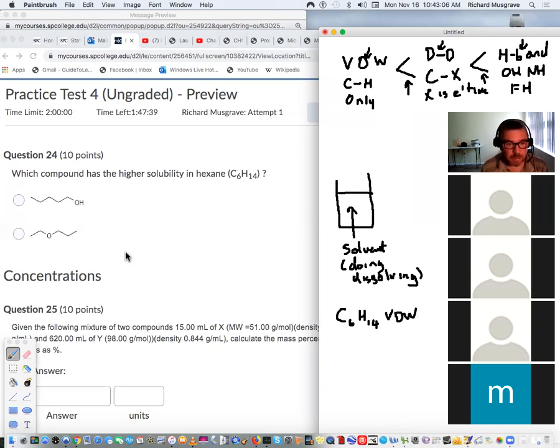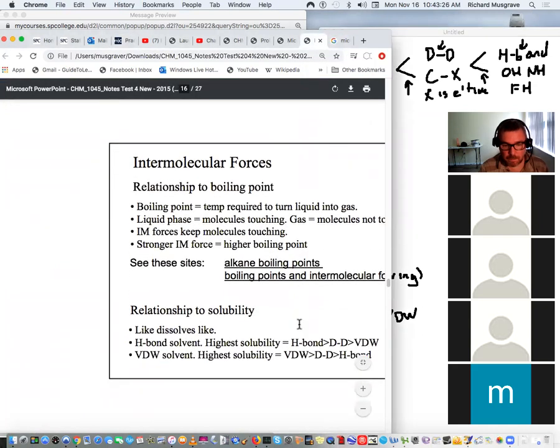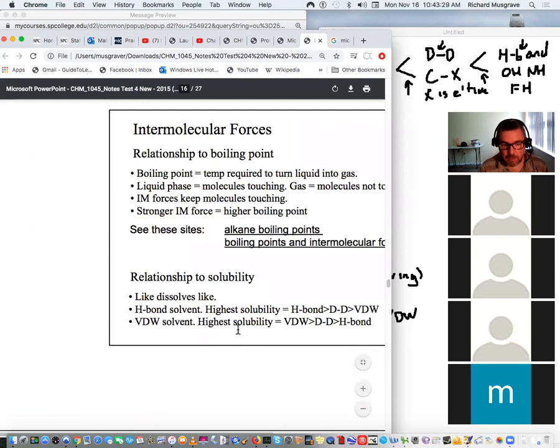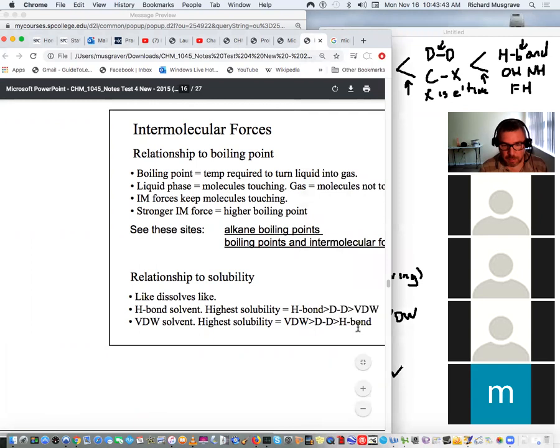Now, we're asked which one has the highest solubility. So you look at the OH one here, and that's going to be hydrogen bonding because it's got the OH. The other one is dipole-dipole. And if you look at the diagram I've got back over here, we've got a Van der Waals solvent. The highest solubility would be Van der Waals, followed by dipole-dipole, followed by hydrogen bonding. So out of these two, the one that would be most like would be the dipole-dipole. The one that's least compatible would be hydrogen bonding. So this is all from like dissolves like.